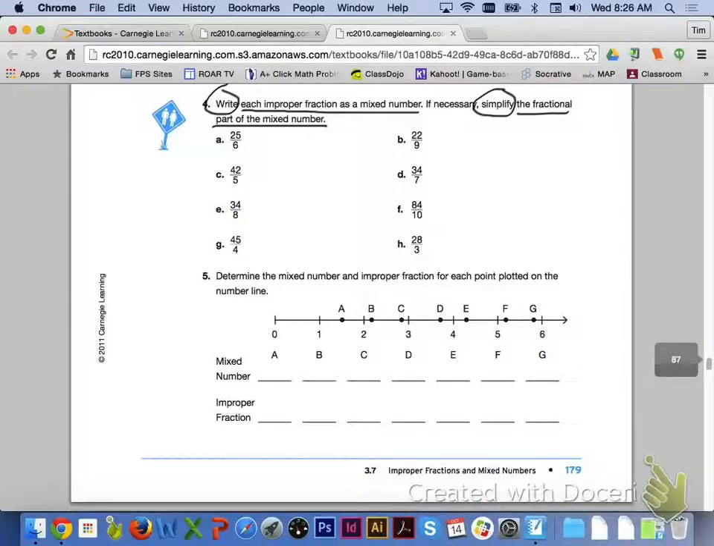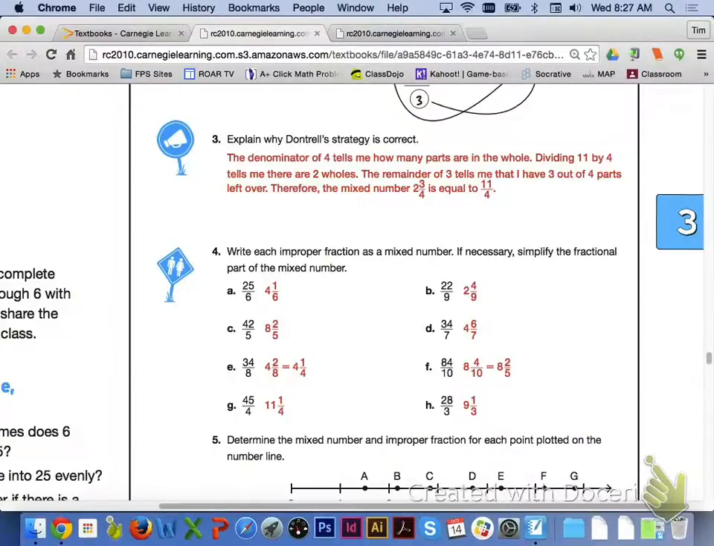Number 4 tells us to write each improper fraction as a mixed number. If necessary, simplify the fractional part of the mixed number. So go ahead and do letters A through H with your group members. For letter A, we should have 4 1/6, B 2 4/9, C 8 2/5, D 4 6/7, E 4 1/4 after you simplify, F 8 2/5 after you simplify, G will be 11 1/4, and H will be 9 1/3.